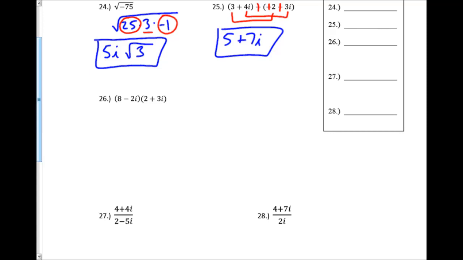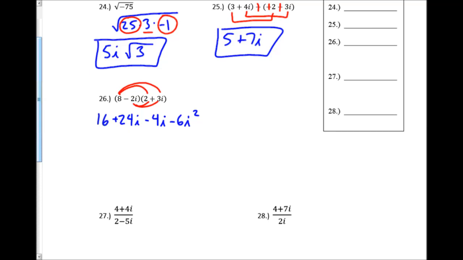Same thing with number 26. Number 26, I've got a distributor FOIL here. So I'm going to distribute the 8. 8 times the 2 is a 16. 8 times the 3i is a 24i. Again, I just treat it like a variable, as if it was an x in here. And now I distribute the next term. The negative 2i times 2 is a negative 4i. The negative 2i times the 3i is a negative 6i squared. Okay? If it was an x, this is what I would have done. If it's an i, I do the same thing.